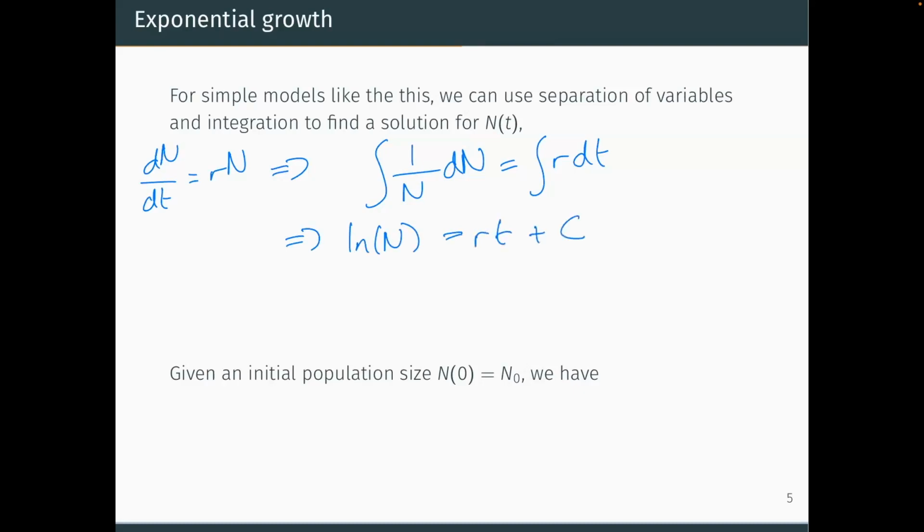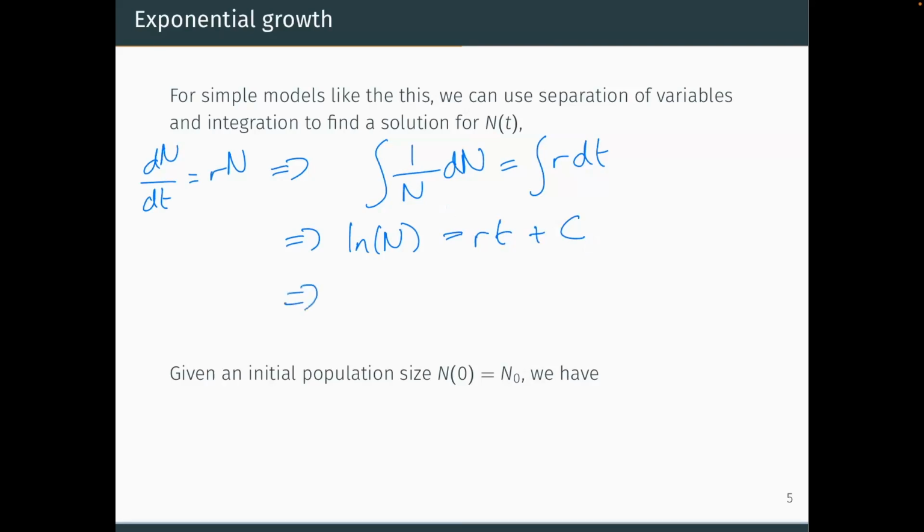We don't need to put a constant on the left-hand side as well, because if we put a constant on each side, say C1 and C2, we can just combine those two on one side. Okay, so that's why there's no constant on the left-hand side.